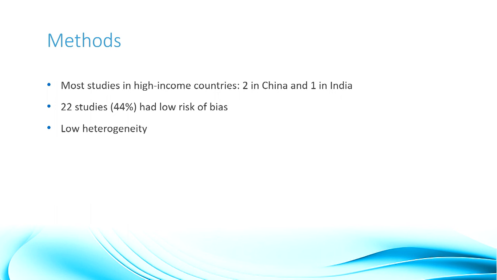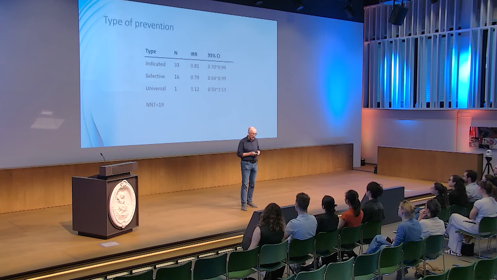Most use CBT, like in most psychological interventions, but also IPT and all kinds of other interventions. Well, most were done in high-income countries. So only 3 of these trials were done in low and middle income countries. The quality was not good enough, but we found very little heterogeneity, and we found very few predictors of outcome. But here's what we found.